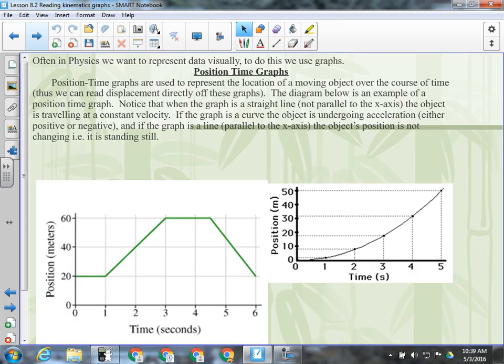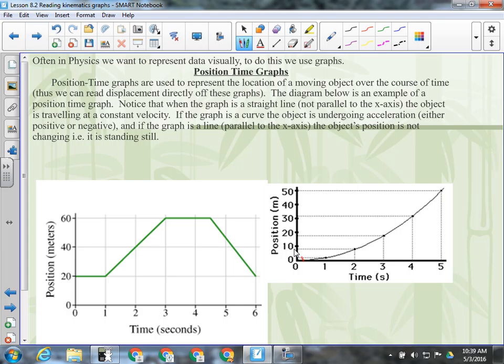A position versus time graph of an accelerating object makes a curve. Because in the first second, I only went maybe a meter or so, not very far. But I kept accelerating. I kept going faster and faster. So in the next second, I traveled quite a bit further.